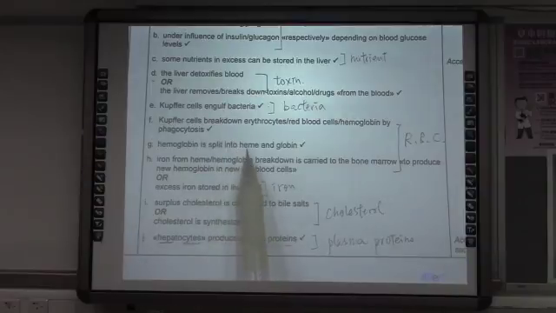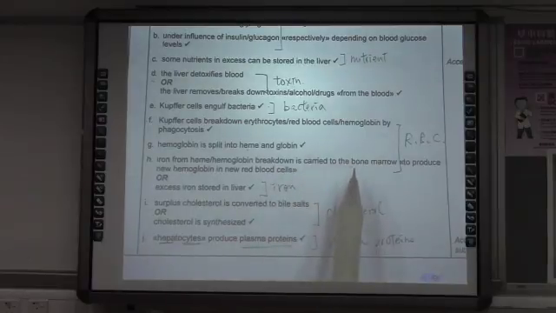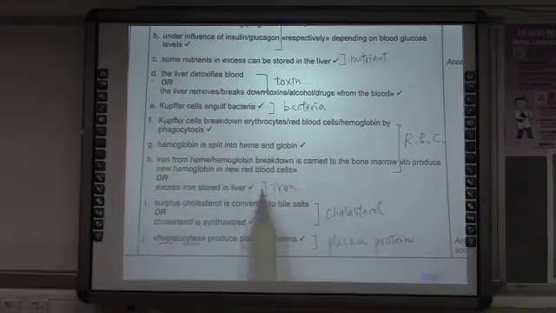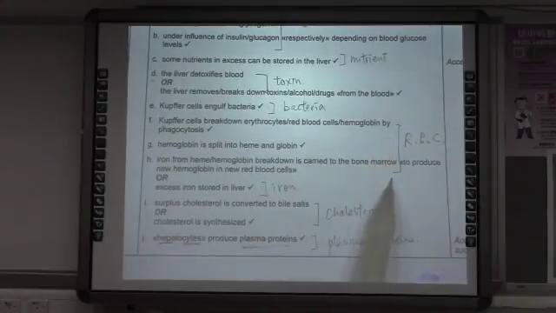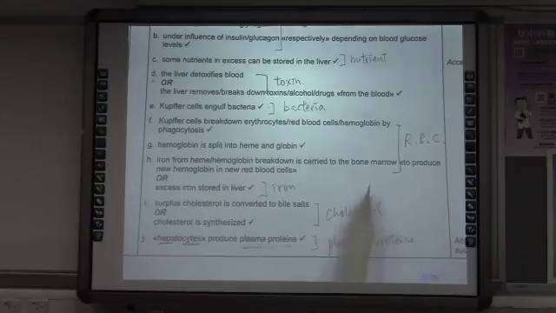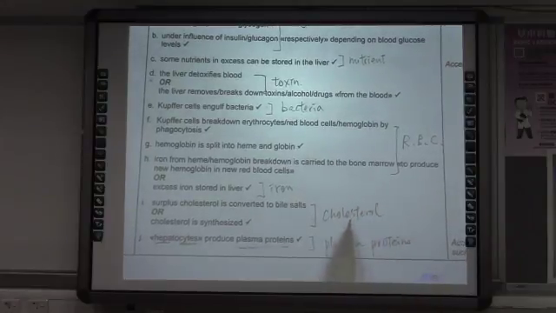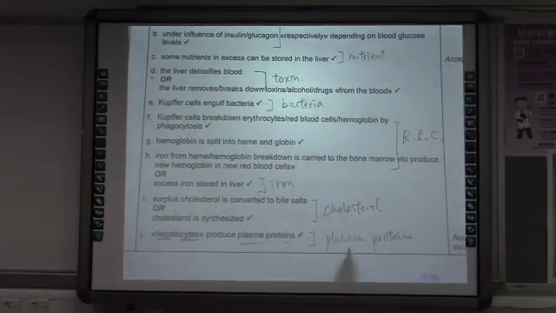Hemoglobin is split into heme and globin. Iron from heme is carried to the bone marrow to produce new hemoglobin in new red cells. Excess iron is stored in the liver. Now this is how the liver processes red cells, including both the cellular component and the chemical component. The next one, cholesterol, chemical, and plasma protein is synthesized by your liver cells, also chemical.